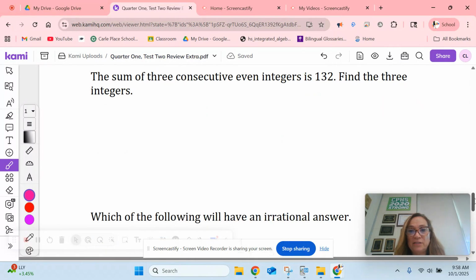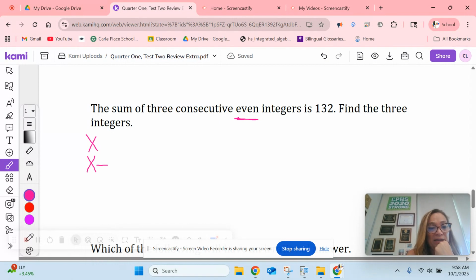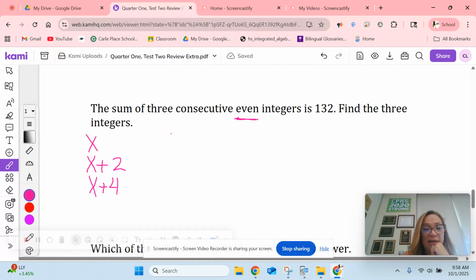Consecutive, even. All right, so here, just make sure you read the word even or read the word odd, or if it's not there, obviously it's not. So for even or odd, you would do x, x plus 2, and x plus 4. And that's because, like, think about how do you go from like 2 to 4? You add 2. How do you go from 2 to 6? You add 4. You could always draw a number line. It is helpful. Sum means to add, so I'm going to add those together.